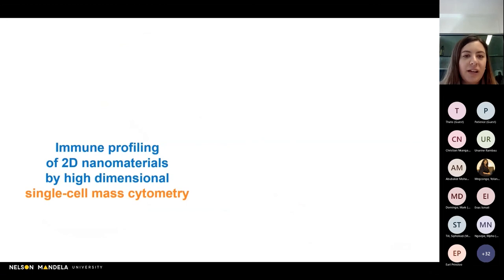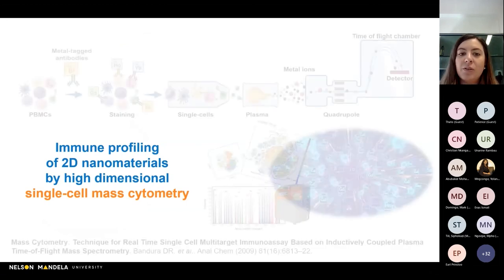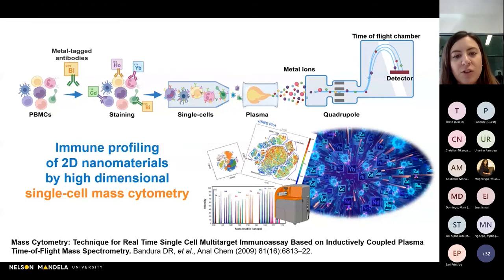How do we do that? We use a particular technique, which is single cell mass cytometry. Single cell mass cytometry was first discovered by Bandura et al. And after 2015, it became really significant, expanding our knowledge of the immunophenotyping of hematopoietic stem cells. It works like flow cytometry, but instead of fluorescent labeling tags, we have metal-tagged antibodies that are detected thanks to the mass spectrometer.